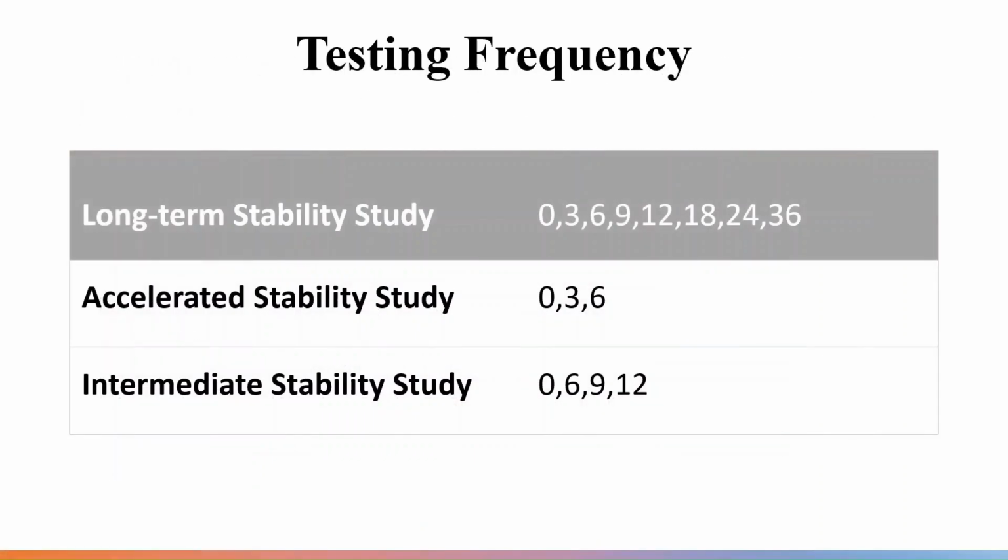Now, if you look at the testing frequencies, this is one of the very important slides. Let's go one by one. For the long-term stability studies, for the first year, the testing frequency would be a 3-month interval. That means 0 month, 3 months, 6 months, 9 months, followed by 12 months. For the second year, it will be a 6-month interval. That means 18 followed by 24. And after that, it would be annual. That means 36.